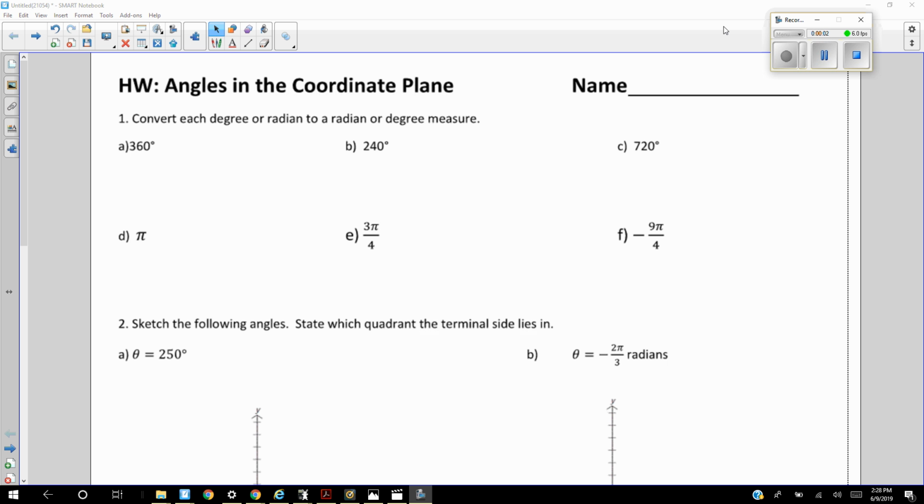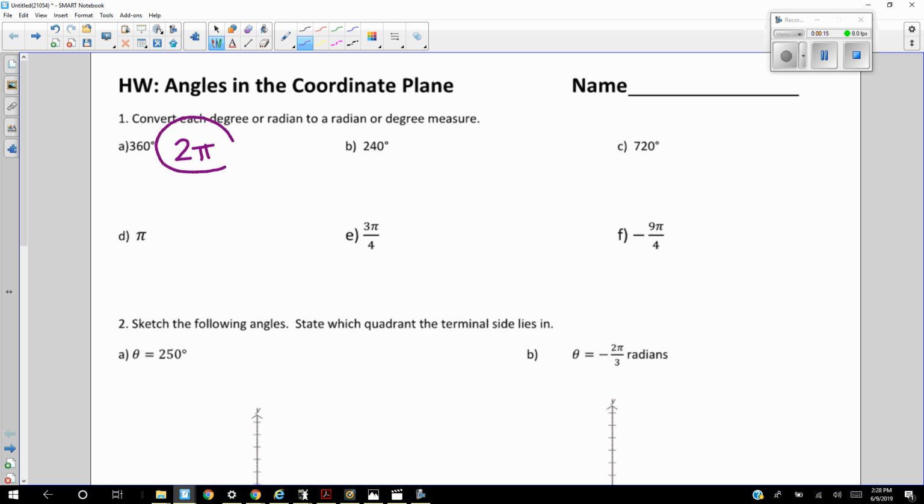All right, this is the homework assignment for angles in the coordinate plane. I'm going to go through some of the problems. So the first one, 360 degrees. 360 degrees, you should just know, is equivalent to 2 pi radians. So that's a pretty quick conversion. Of course, there is the formula. This is how you would do it with the formula, but this is one you should just know.